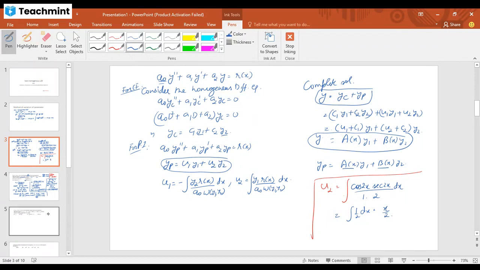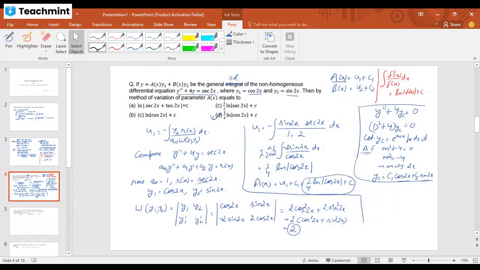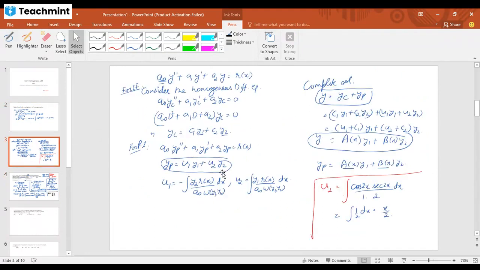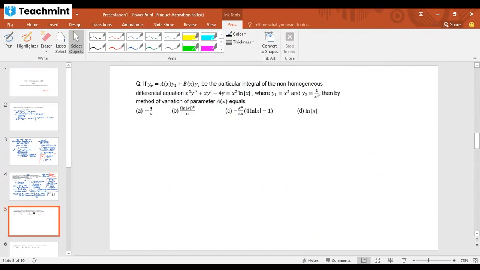So what is the value of Bx in that case? The value of Bx is equal to u2 plus c2, that is, x by 2 plus c2. So this is the answer in this case. If the problem is based on the method of variation of parameters, our main concern is that we should remember the formula of u1 and u2 if we are given a second order differential equation.